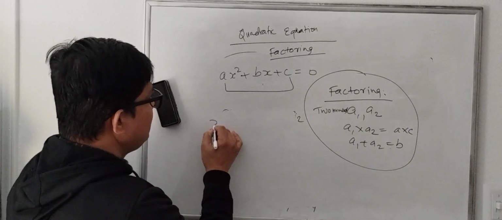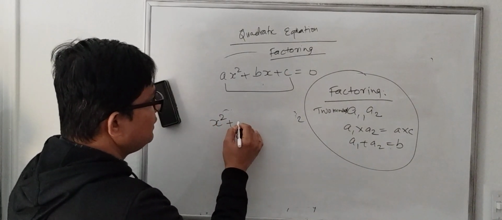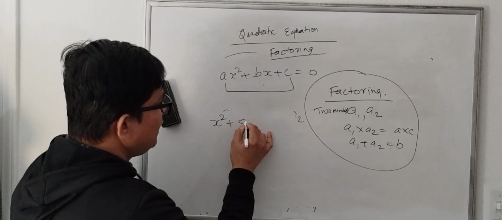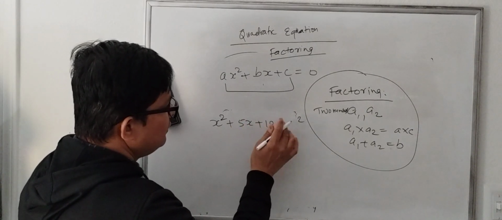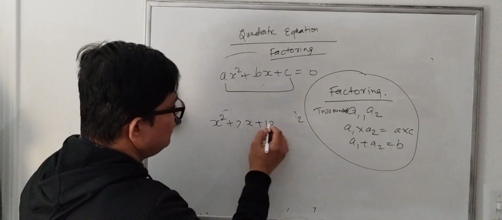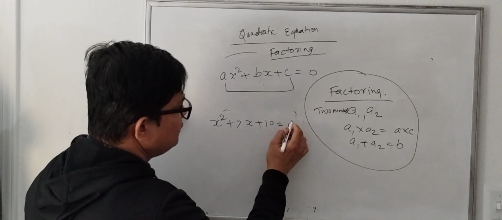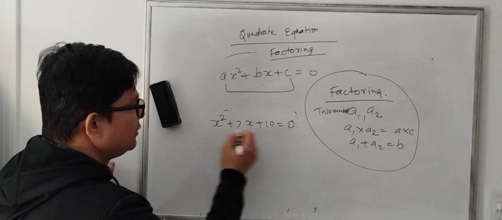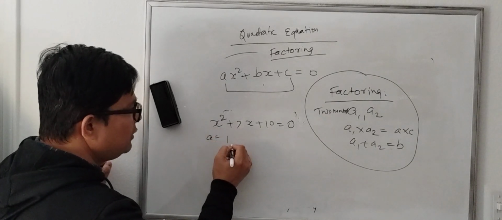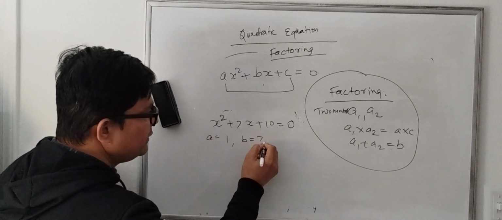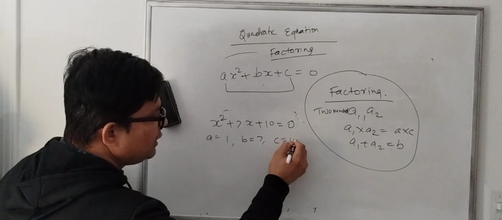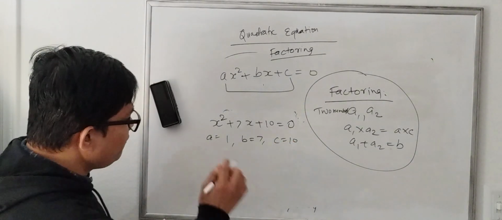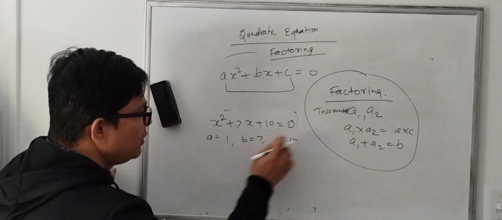Okay, so let's take x square plus 7x plus 10 is equal to 0. Okay? So see here. What is a here? a is 1. What is b? 7. And what is c? 10. Correct? Yes? So, what do I have to do?